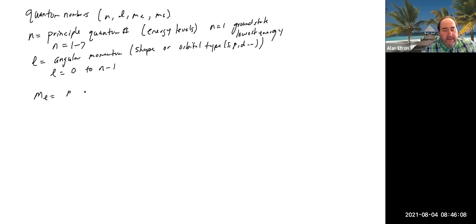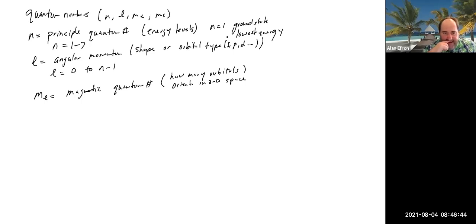We also had m sub l, which is the magnetic quantum number. For the most part it tells you how many orbitals there are, but really it tells you the orientation in three-dimensional space of those particular orbitals. For example, for our p orbitals, there's one on the x-axis, one on the y, one on the z. And m sub l runs from negative l to 0 to positive l, again all whole numbers. And lastly, we have m sub s, which is our spin quantum number.